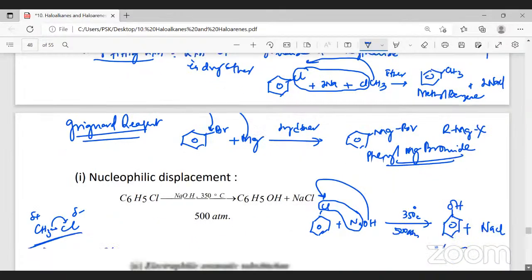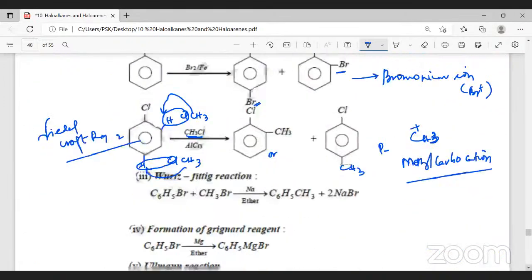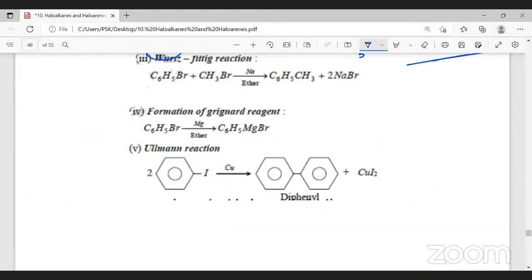Are you following this reaction, students? Yes, sir. So many reactions we have learned. All right, a few more reactions possibly.